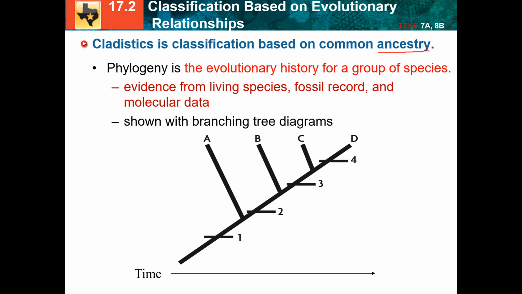Phylogeny is the evolutionary history for a group of species. So phylogeny is just referring to this study where we're trying to get the evolutionary history of a group of species. And we represent this by using what are called phylogenetic trees, because it looks like a little tree with all these branches. I'll get into how you read these trees in the coming slides. But how we determine these trees is based on living species today. It's based on the fossil record.